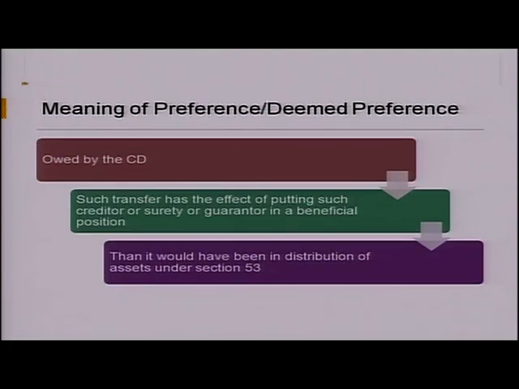Now that's also important. And then the last condition, which cannot be missed, is that the effect of such transfer is putting such creditor or surety or guarantor in a beneficial position than it would have been in the distribution of assets under section 53. So friends, in simpler words, I can explain that preferential here means preferring one creditor over the other creditor.